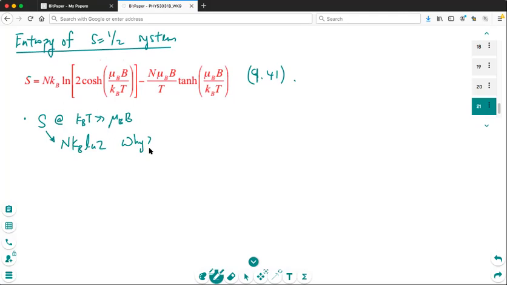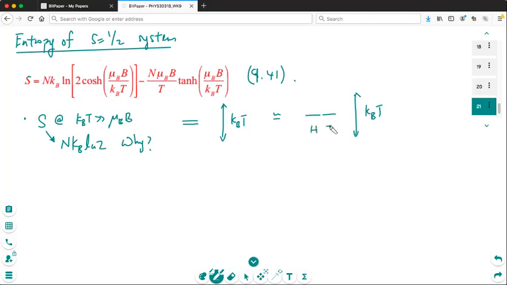Okay, now why? Let me draw this cartoon again. I'm going to draw this situation. This is mu_B B, and this is my k_B T. k_B T is much larger than mu_B B. Imagine this is even larger. These two lines, this separation will be so small that I can kind of equivalently draw them like this. The truth is I do not have resolution to tell them apart. So essentially this two-level system in this limit is just like the coin problem.